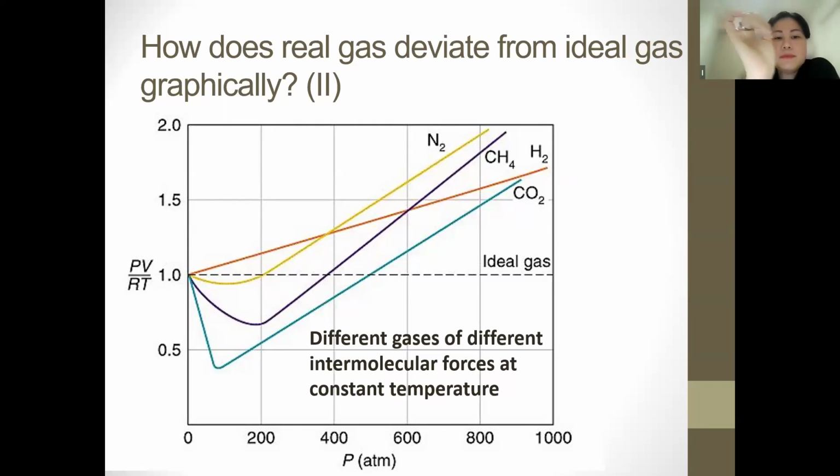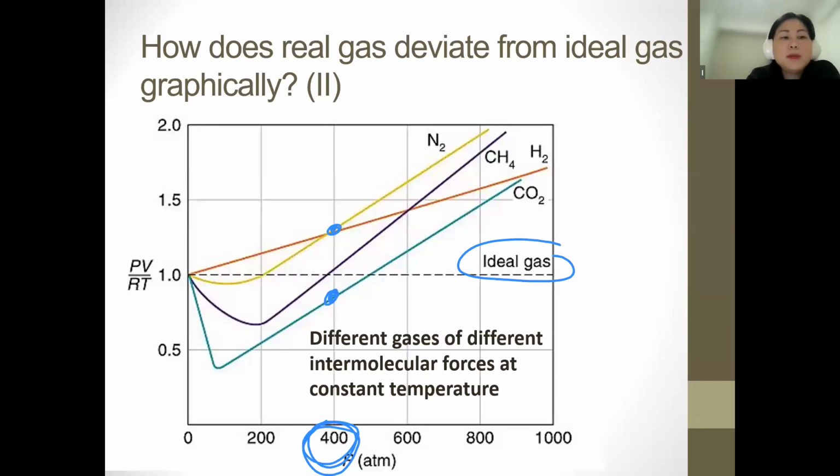Okay, so the dotted line is the ideal gas. If the graphs are very close to this dotted line, that means it's behaving quite ideally. Let's fix a pressure at 400. So we make the pressure constant and the temperature constant. The only change is the nature of the gas. We can see that at 400, this is where CO2 is, and this is where N2 is, and so on.